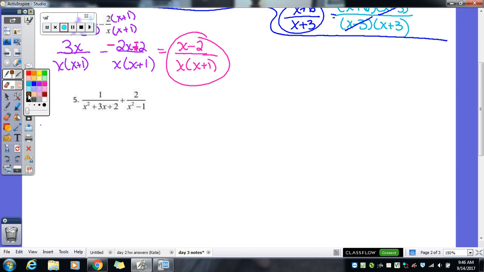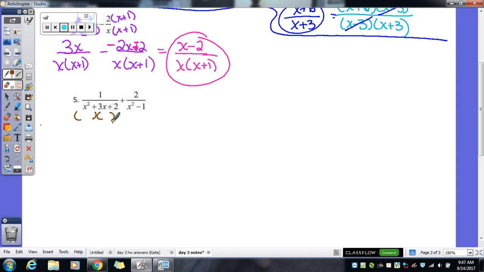Alright, so looking at our next one, number 5. I have a trinomial and I have a binomial. And right now I can't see what they have in common, if they have anything in common. So what we should do is factor them to see what our common denominator is going to be.